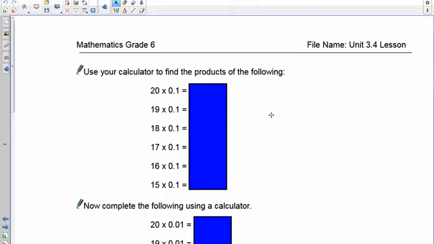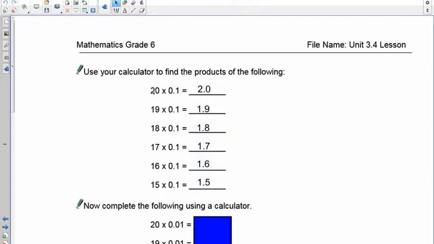Okay, so here we go. This is what you should have gotten. 20 times 0.1 becomes 2. Now remember, this is actually 1/10. So if you have 20 times 0.1, what you're asking for is 1/10 of 20. And that makes sense because 2 times 10 gives me 20. So 20 times 1/10 would give me 2. Same thing, 1/10 of 19 gives me 1.9. 1/10 of 18 gives me 1.8, all the way down.